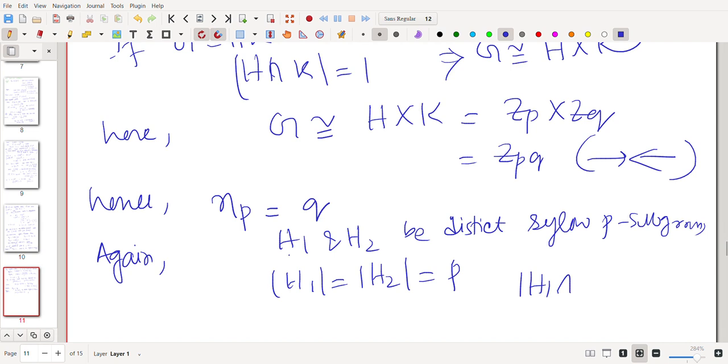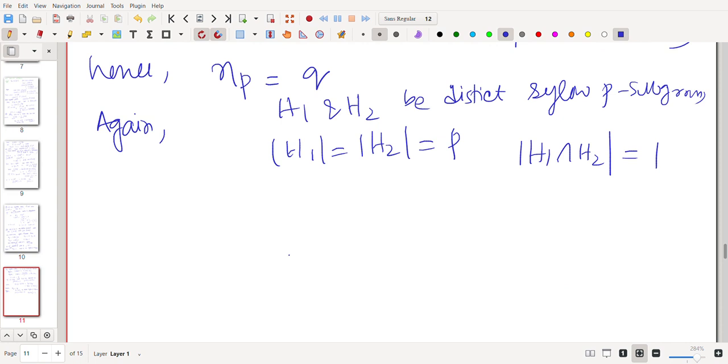The order of H1 equals the order of H2 equals p, which means the order of H1 intersection H2 equals 1, because the order of H1 intersection H2 must divide p. It is either 1 or p, since p is prime. If it had order p, then H1 would equal H2, which is not possible because I am assuming they are distinct. That means H1 intersection H2 is trivial.